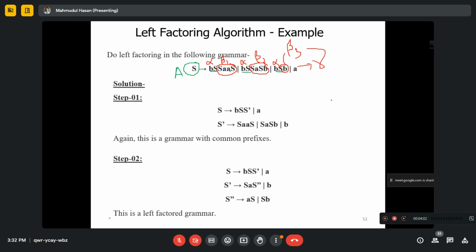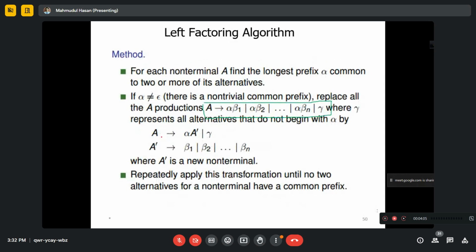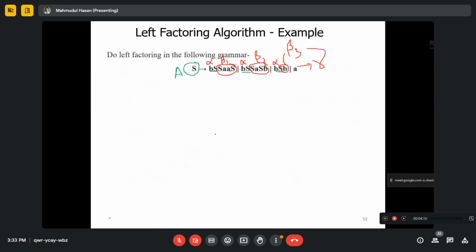Okay. So look at this. A to alpha A dash, then gamma. So if alpha is absent, that is considered as gamma, not A. So please try to understand. Here alpha is BS, so there is no BS. That means this one is gamma. And there can be more than one gamma, like gamma 1, gamma 2. No problem. Alpha absent means gamma.